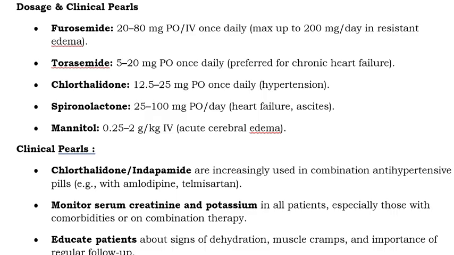And for acute cerebral edema, mannitol is IV only, dosed based on body weight, usually 0.25 to 2 grams per kilogram. Okay, those are good starting points for doses. And what about those clinical pearls? Those really practical tips students should remember. Okay, here are a few key ones for practice in India. First, you'll see a growing trend of using chlorthalidone and indapamide in combination pills for high blood pressure, often combined with drugs like amlodipine or telmisartan, very common now.